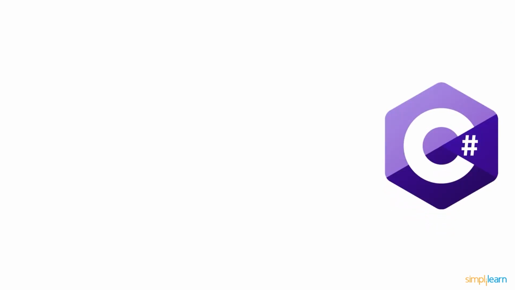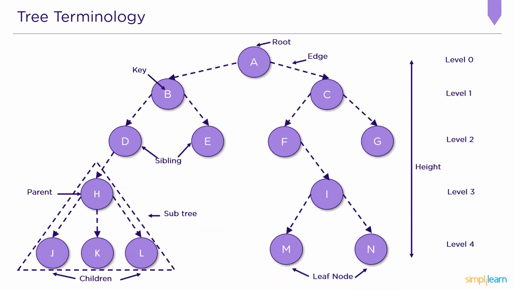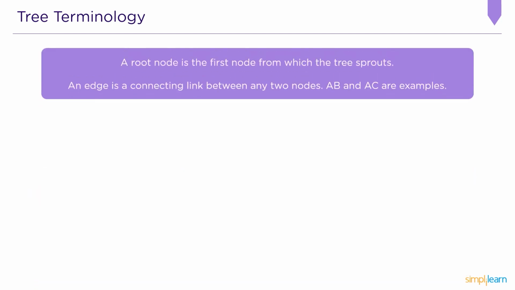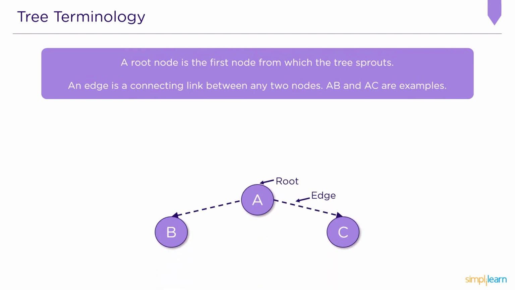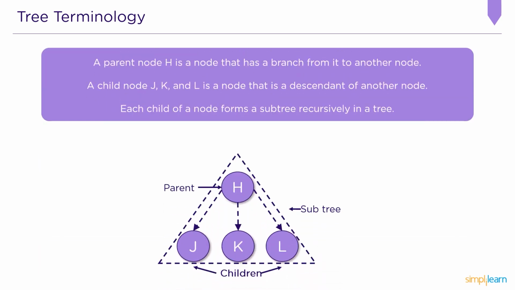Following that, we will learn about tree terminologies. So here are tree terms which are used in this tutorial. A root node is the first node from where the tree sprouts, as in A. An edge is a connecting link between any two nodes. AB and AC are examples in the picture. Following that, we have a parent node H, which has a branch from it to another node. A child node, J, K, and L, is a node that is a descendant of another node. Each child of a node forms a subtree recursively in a tree.